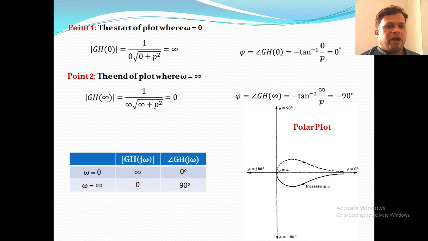After calculating the magnitude and phase, the start and end of the polar plot should be known. First one is omega equal to 0. We get the magnitude of GH as infinity, and the end of the plot is omega equal to infinity. As we substitute here, we get 0. And the angles range from 0 to minus 90. So, if the angle is ranging from 0 to minus 90, then you can plot the graph here. The starting value and the ending value are infinity and 0.